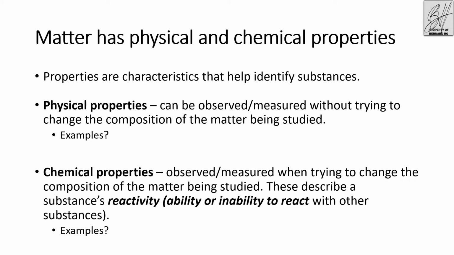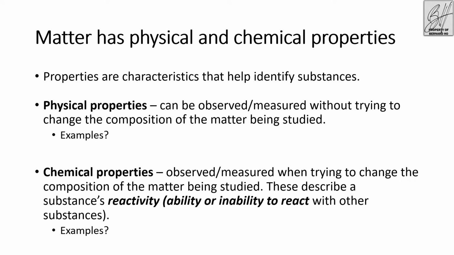Now, matter can be described by its properties or its characteristics. A list of properties can be used to identify what the object is because a given object has a unique set of both what are called physical and chemical properties. And these are the two types of properties that we're going to be discussing in this slide here.